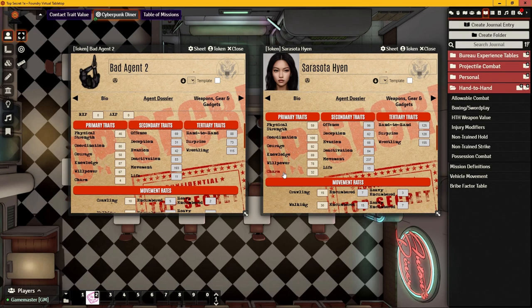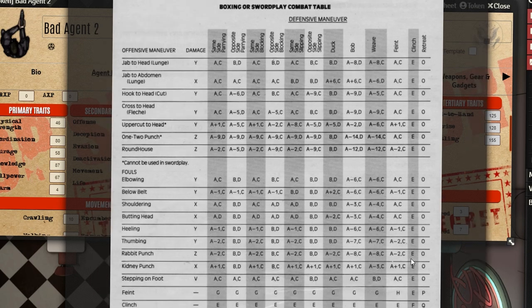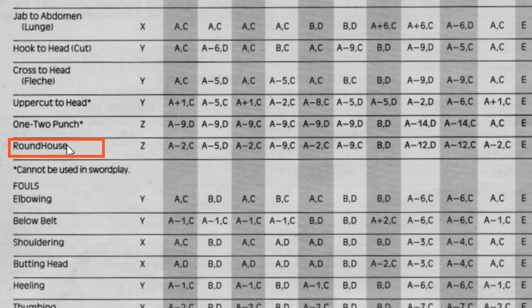So the first thing we need to see is which style of combat she's going to use. And today, we're just going to focus on non-trained, boxing, and swordplay. So she's going to do some boxing. So let's go ahead and take a look at the boxing table and swordplay table right here, and let's see what kind of maneuver she can choose. Now she's doing this first, so she's going to choose hers first. Let's do a roundhouse. She's going to do a roundhouse. And it's up to him.